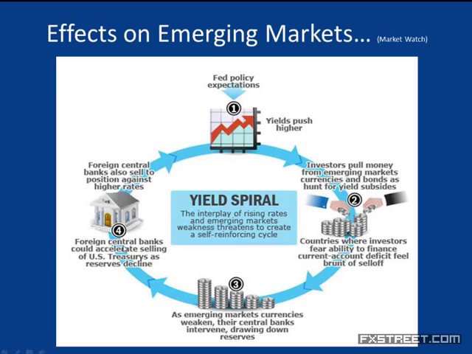Let's move up to number four. Foreign central banks could start to accelerate the selling of US treasuries as reserves decline. These foreign central banks hold an awful lot of their reserves in US treasury bonds. And they may well have to sell a whole load of those in order to use that money to try and boost their own currency, which has been collapsing because the money is being yanked out of their own country. So that's what they do. Those foreign central banks sell to position themselves against these high interest rates moving on up. And it's a cumulative effect. It just goes round and round, ever faster, ever faster.